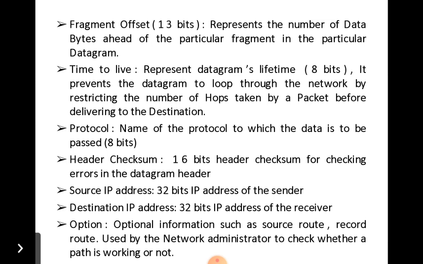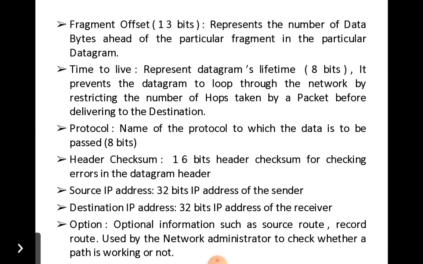It prevents the datagram from looping through the network by restricting the number of hops taken by a packet before it is delivered to the destination. Next is protocol. It defines the name of the protocol to which the data belongs. This is 8 bits long.